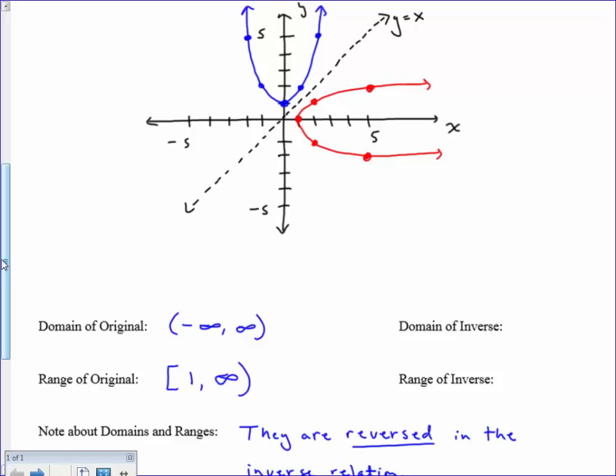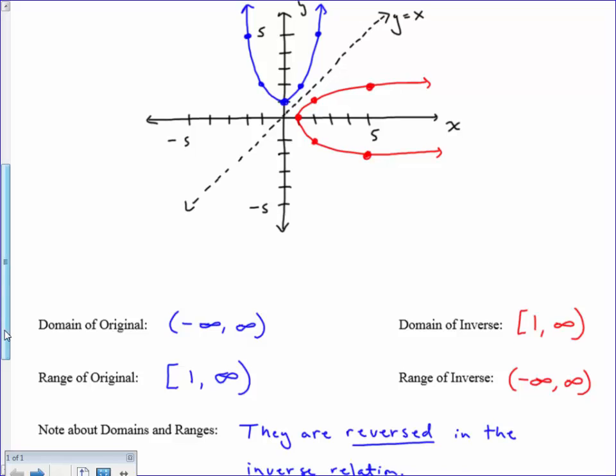Now look at the domain of the inverse. The domain of the inverse are your x values. Notice that the smallest x that you have is 1. It is included, so we would use a bracket, and then it goes infinitely to the right, so bracket 1 to infinity. The range of the inverse are the y values. Well, the graph understandably goes all the way to infinity up, all the way to infinity down, and so here, negative infinity to infinity.